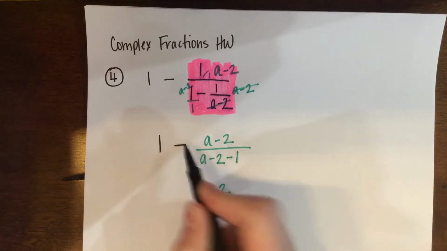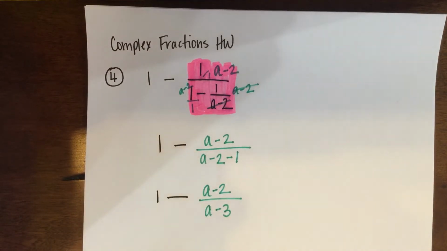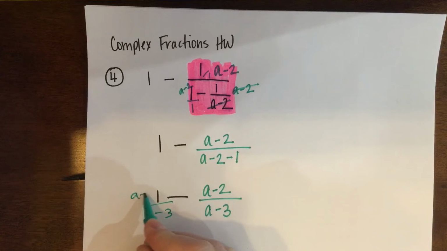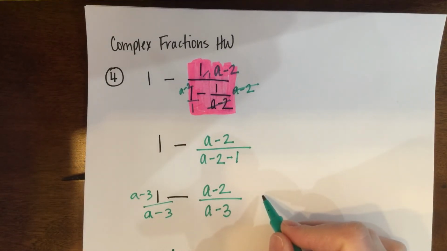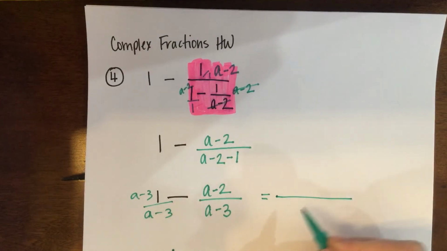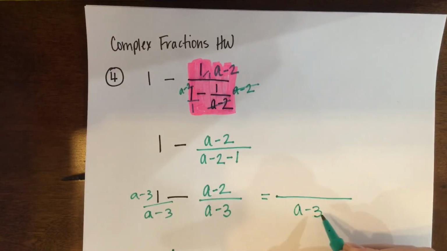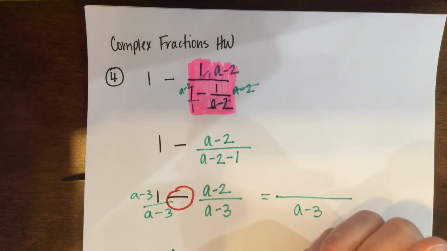So I now have my 1 minus, my 1 minus. Now, when I look at these two terms, clearly the least common multiple or denominator is going to be that a minus 3. So I'm going to rewrite this one as a minus 3 over a minus 3. Now, when I go to simplify this, we're going to be left with a minus 3 in our denominator. But what I have to be really careful about here is the fact that I have subtraction taking place.